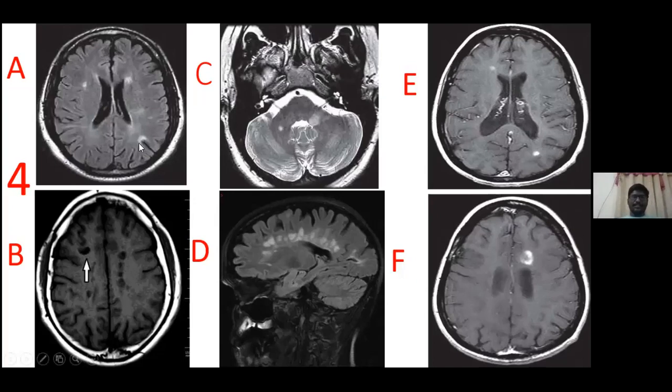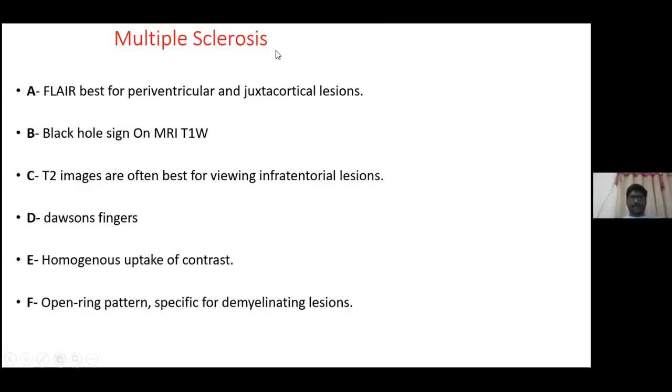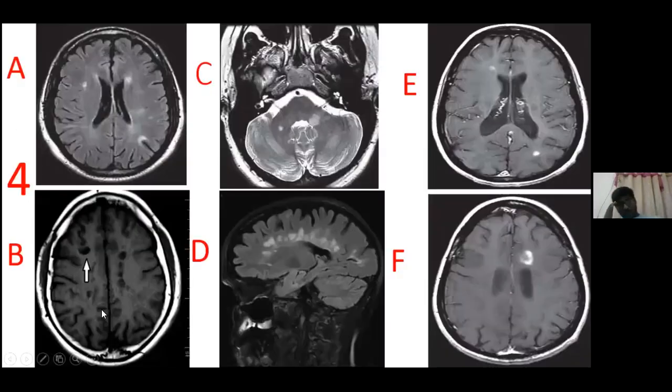In these sequences, you see the juxtacortical and periventricular lesions, the Dawson's fingers, and the black holes. These are all the black holes, and also the incomplete C-shaped ring. All these are characteristic of MS. As I already mentioned, in multiple sclerosis the first image is the FLAIR sequence, with a periventricular and juxtacortical lesion. We have already seen the black hole sign in the T1 weighted image, and in the T2 you have seen the infratentorial lesion. You see the Dawson's fingers, there is homogeneous uptake of contrast, and there is an open ring sign. Appreciate these periventricular white matter hyperintensities, that is demyelinating lesions.